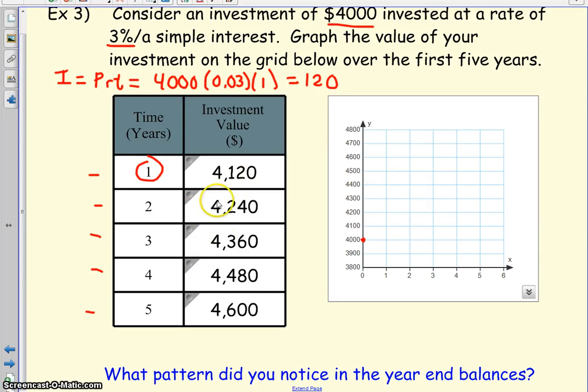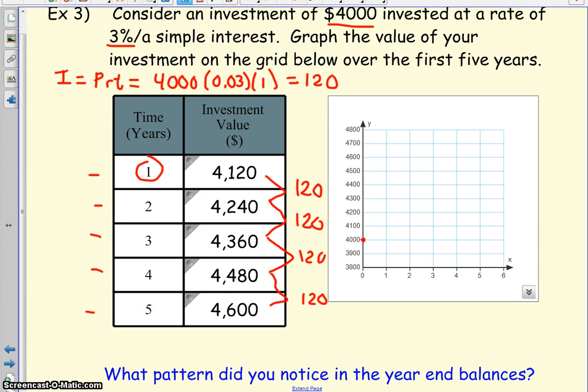Okay, so you should notice a bit of a pattern here. When you get these final investment values, if you take a look at the first differences, these first differences are all going to be the same. If you go 4,240 minus 4,120, you'll notice we're going up by $120. And that's going to be a consistent thing that we're going to see as we move down the table of values.